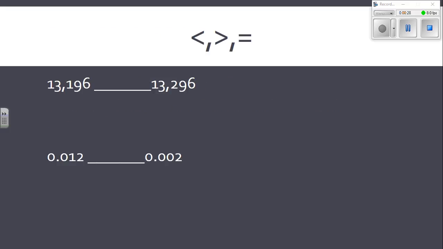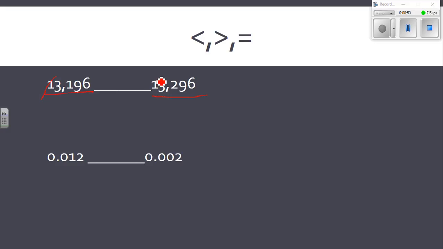Okay, so here we have two numbers, 13,196 compared to 13,296. So for me, to compare numbers, the first thing I look at is seeing if they have the same amount of numbers. There's 5 there and there's 5 there. So yes, they have the same amount of numbers. So I now start looking at the numbers going from front to back.